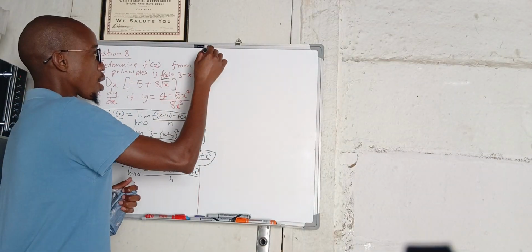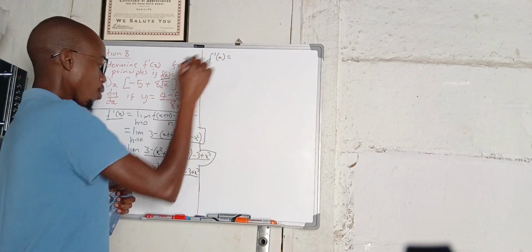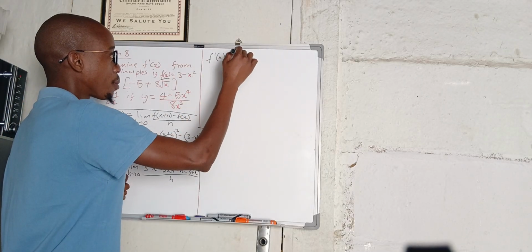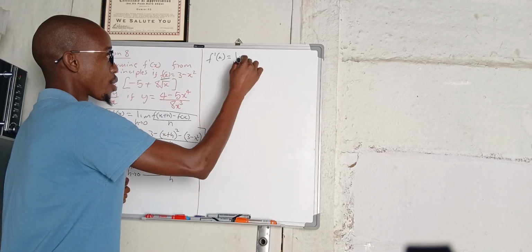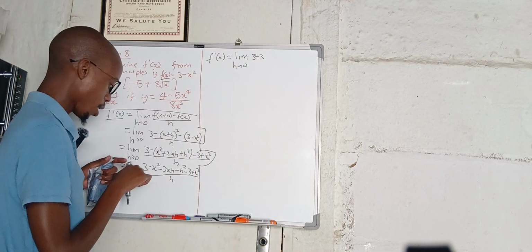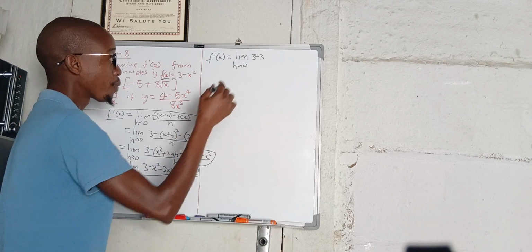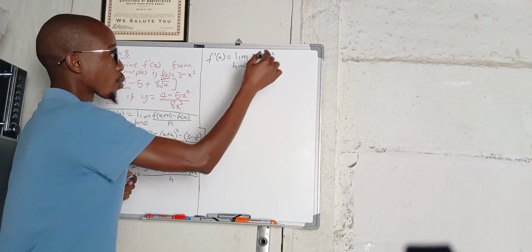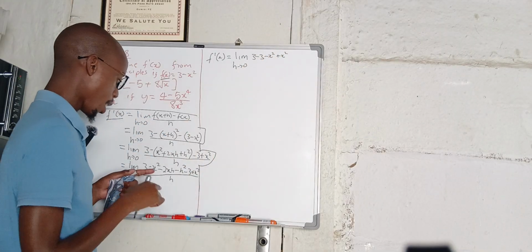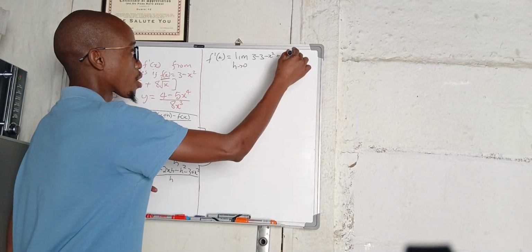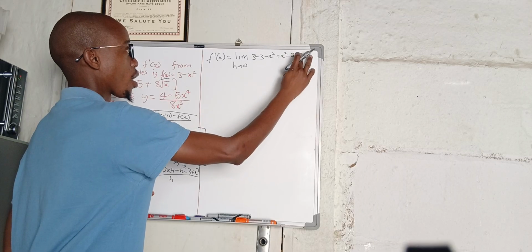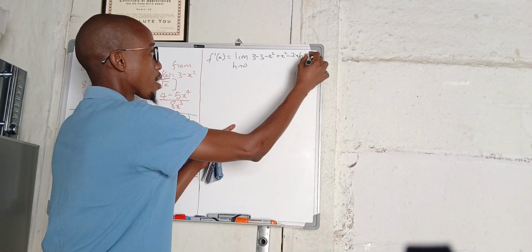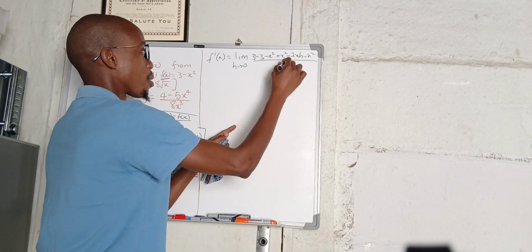Now, I'm going to say f prime of x is equal to, now let's check something. I'm going to collect like terms. I'll be having limit as h approaches 0. I'm going to say 3 minus 3. There is a positive 3, there's a negative 3 here. And then I'm going to have minus x squared, and there's a positive x squared there. And then I have minus 2xh, minus 2xh, and then a minus h squared, minus h squared. This is being divided by h.